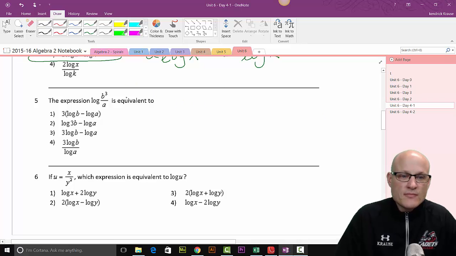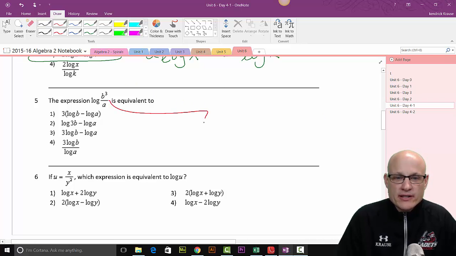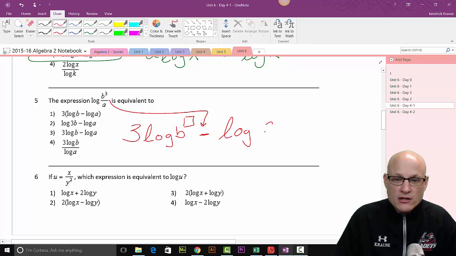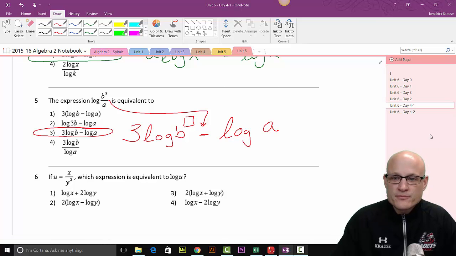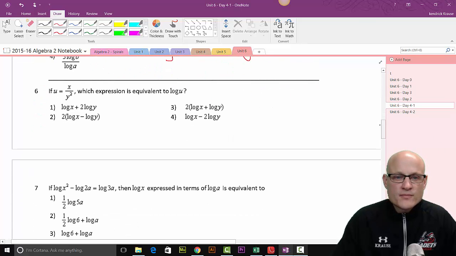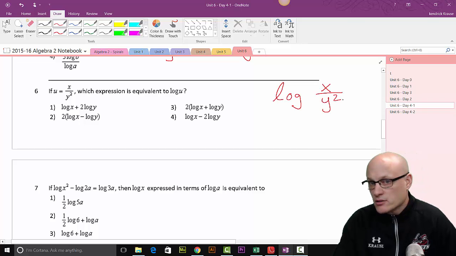Okay. So let's just rewrite this one, right? This division turns into a subtraction. So we do the log of b cubed would normally go here, but we're going to put the 3 out front, minus the log of a. All right, we're doing the log of u, but u is described as x over y squared. Pause it.